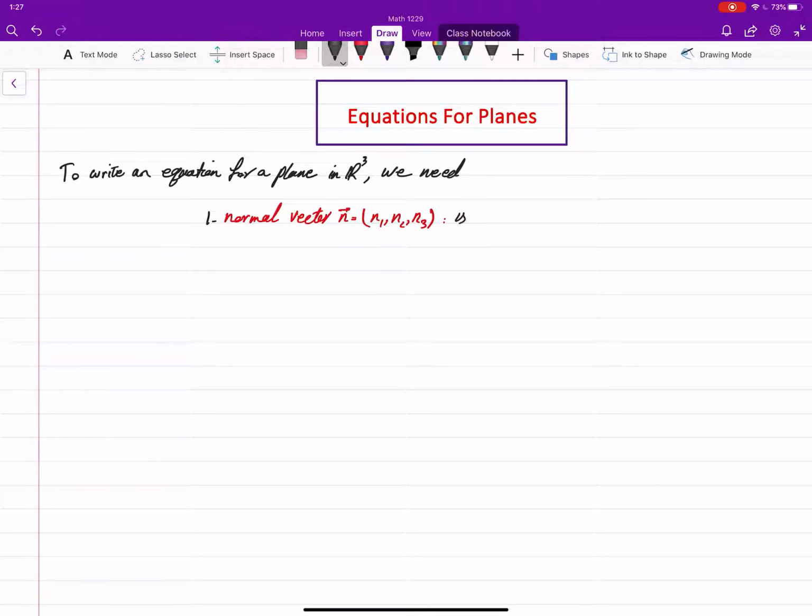It is a vector which is perpendicular to all directed line segments on the plane.